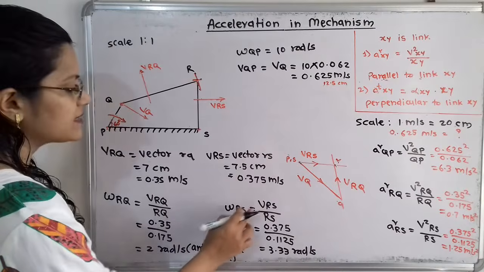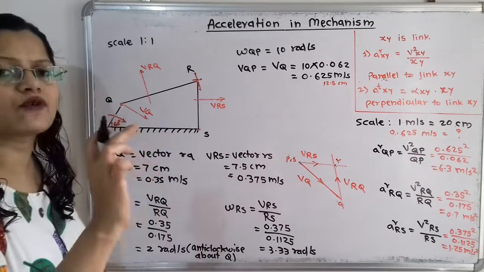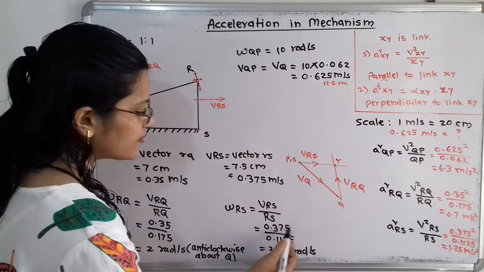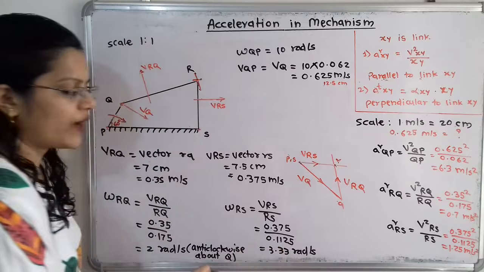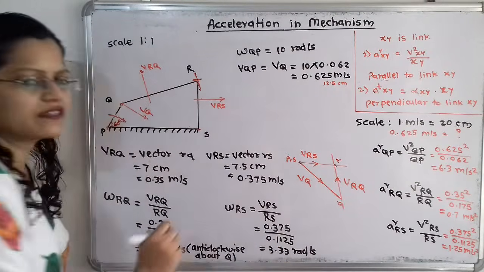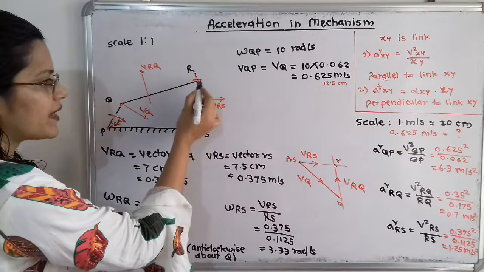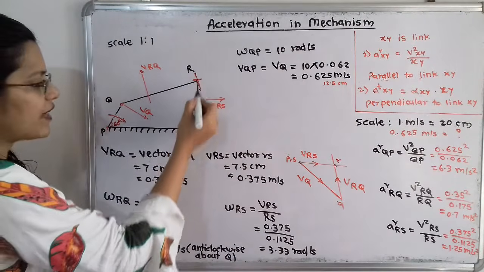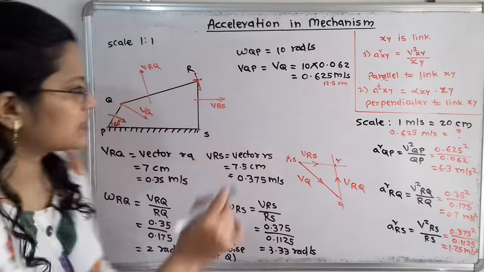So omega RS is equal to VRS divided by length RS. The length we have to take in meter, that is 0.375 divided by 0.1125. If we calculate this, we will get 3.33 radians per second. So here omega RS is the angular velocity of R with respect to S. And here the direction of velocity is shown.